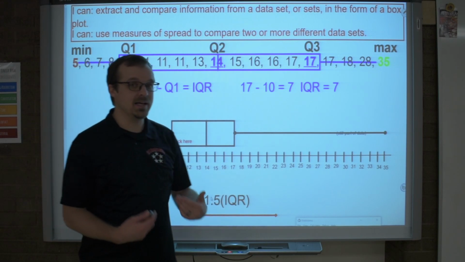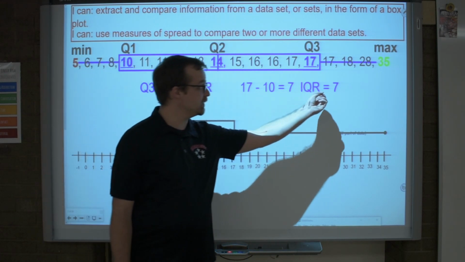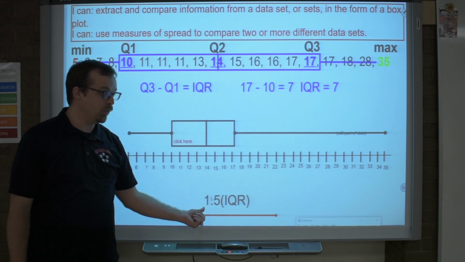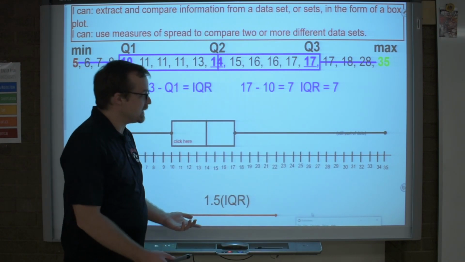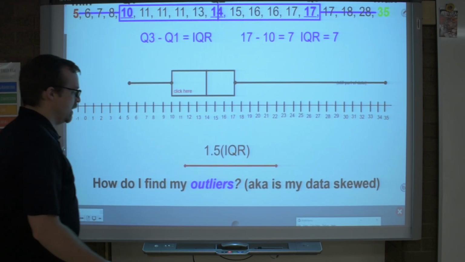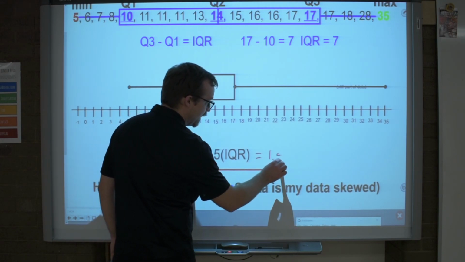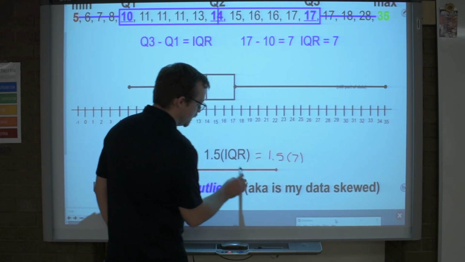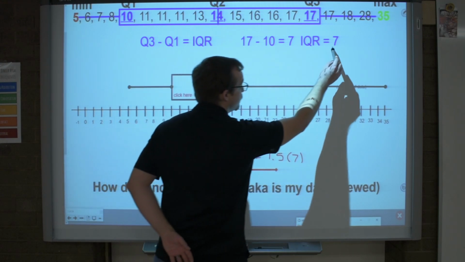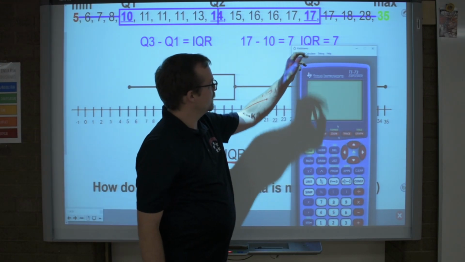And just like we said on the last slide, we are going to take the interquartile range, in this case 7, and multiply it by 1.5. Let me scroll down just a smidgen here. How do you find outliers? 1.5 times the interquartile range is 1.5 times 7, right? Because our interquartile range is 7.